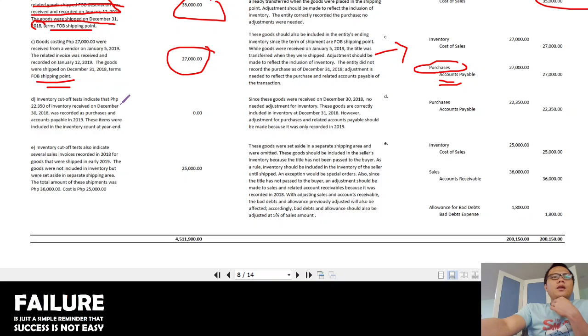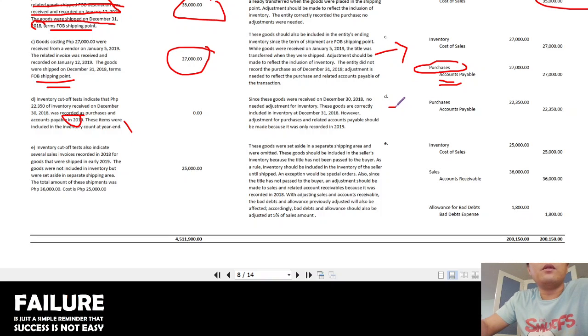Inventory cut-off test indicate that 22,350 of inventory received on December 30, 2018 was recorded as purchases and accounts payable in 2019. These items were included in inventory. Okay. Mayroon daw inventory na per cut-off test natin was received on December 31, 2018. So, it was already included sa ating inventory. No adjustment needed. What was wrong is that it was recorded as a purchase and accounts payable in 2019 only.